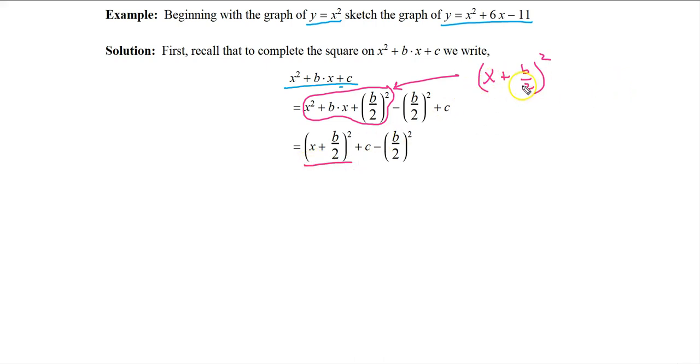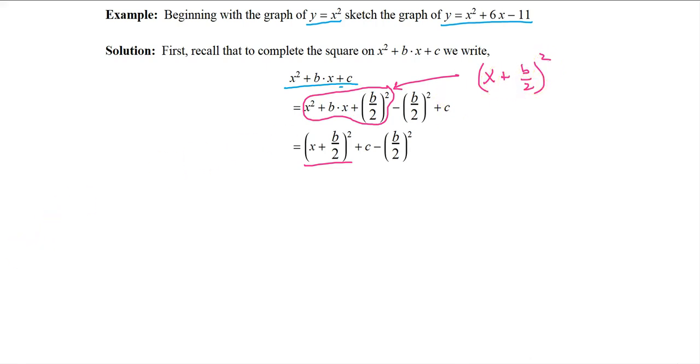Notice if I FOIL this out, you have to remember how to FOIL. Let me start that over again. If we want to FOIL this out, it's x times x, so that's x squared, x times b over 2 plus b over 2 times x, so that gives me b times x, since b over 2 plus b over 2 is just b. And then b over 2 times b over 2 is b over 2 squared. So you see this term right here is just x plus b over 2, the whole thing squared.